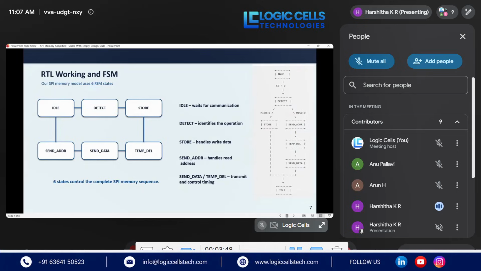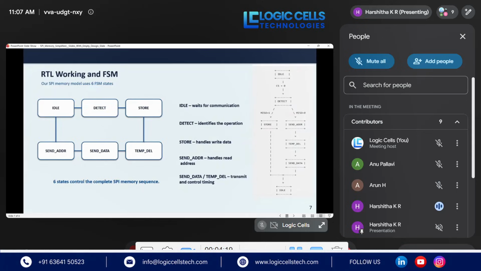Now this is the most important diagram in our project. Our SPI model uses an FSM and it contains 6 states. Here are the 6 states. First one is the idle state, which waits for a communication. The second one is the detect state, and it identifies which mode the model is operating in, like read or write.